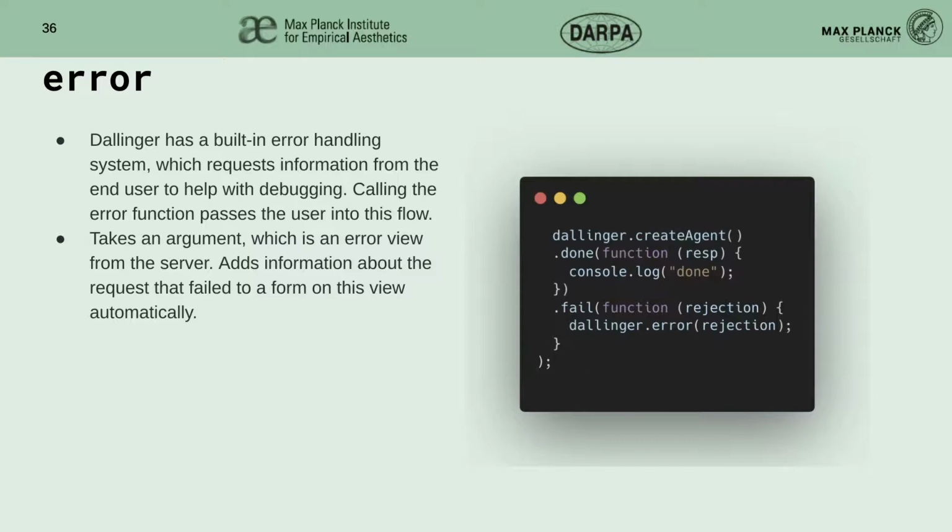And finally, error. We saw that briefly earlier. A lot of the functions that Dallinger provides to you have a done method and a fail method. In the fail method, you have function rejection, Dallinger error rejection. This pattern will mean that if it has failed, show the user this error, give them the chance to complain and say what they were doing, and then guide them back out into the making sure they get paid.